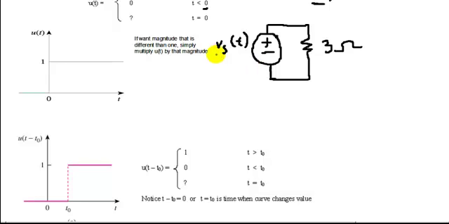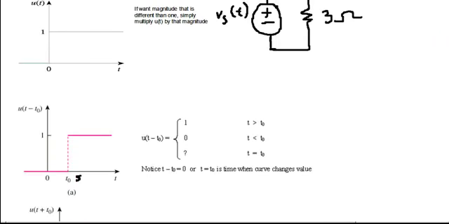Okay, let's say that we want to apply a 1 volt voltage source across this 3 ohm resistor, but we want to apply it at 5 seconds. So in this graph, 5 seconds would be our t initial, and we want to apply 1 volt. So the equation will look something like this: u of t minus 5, the time when you want it to jump to a value of 1. What this equation is saying is that for anything greater than 5, this function would jump to 1. Anything less than 5 is 0.